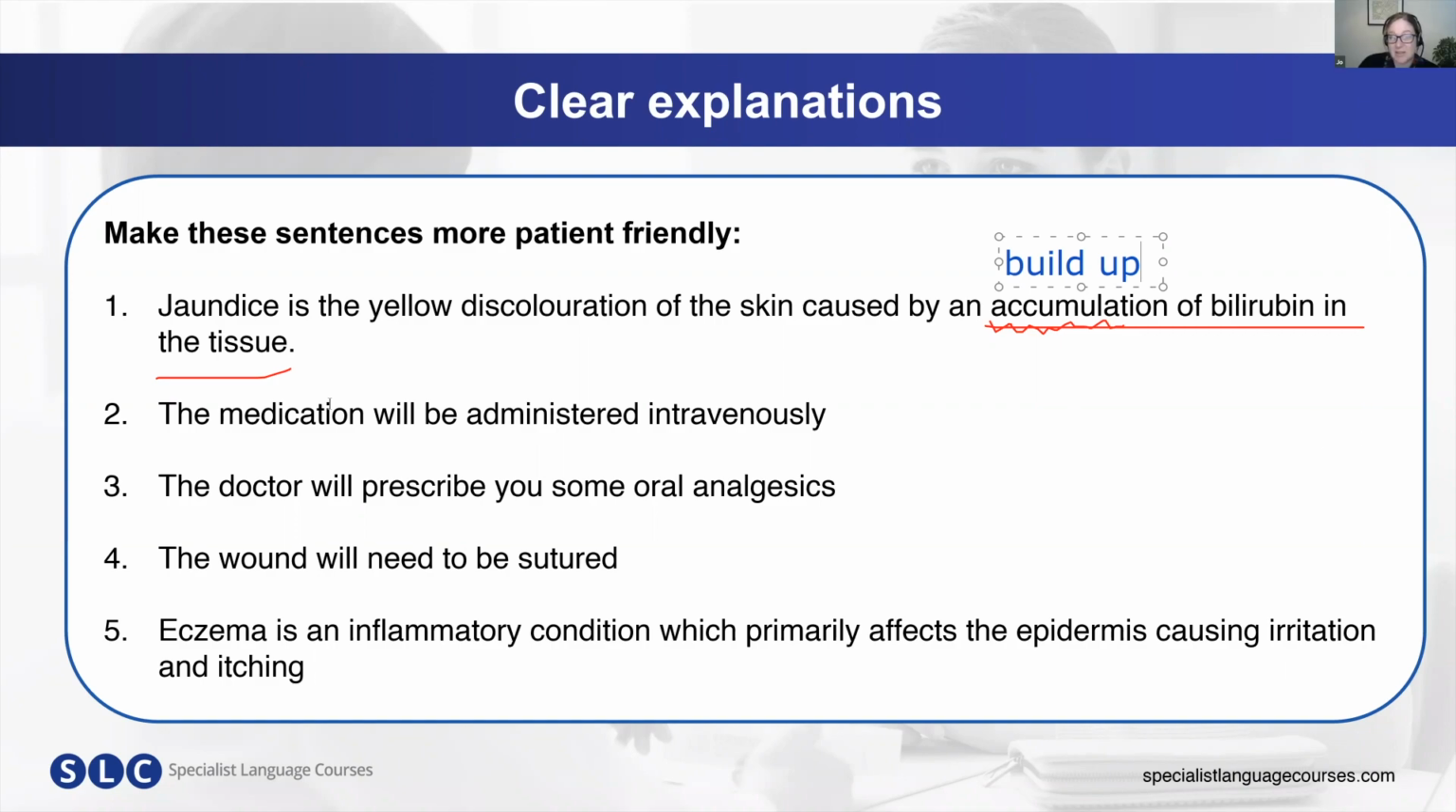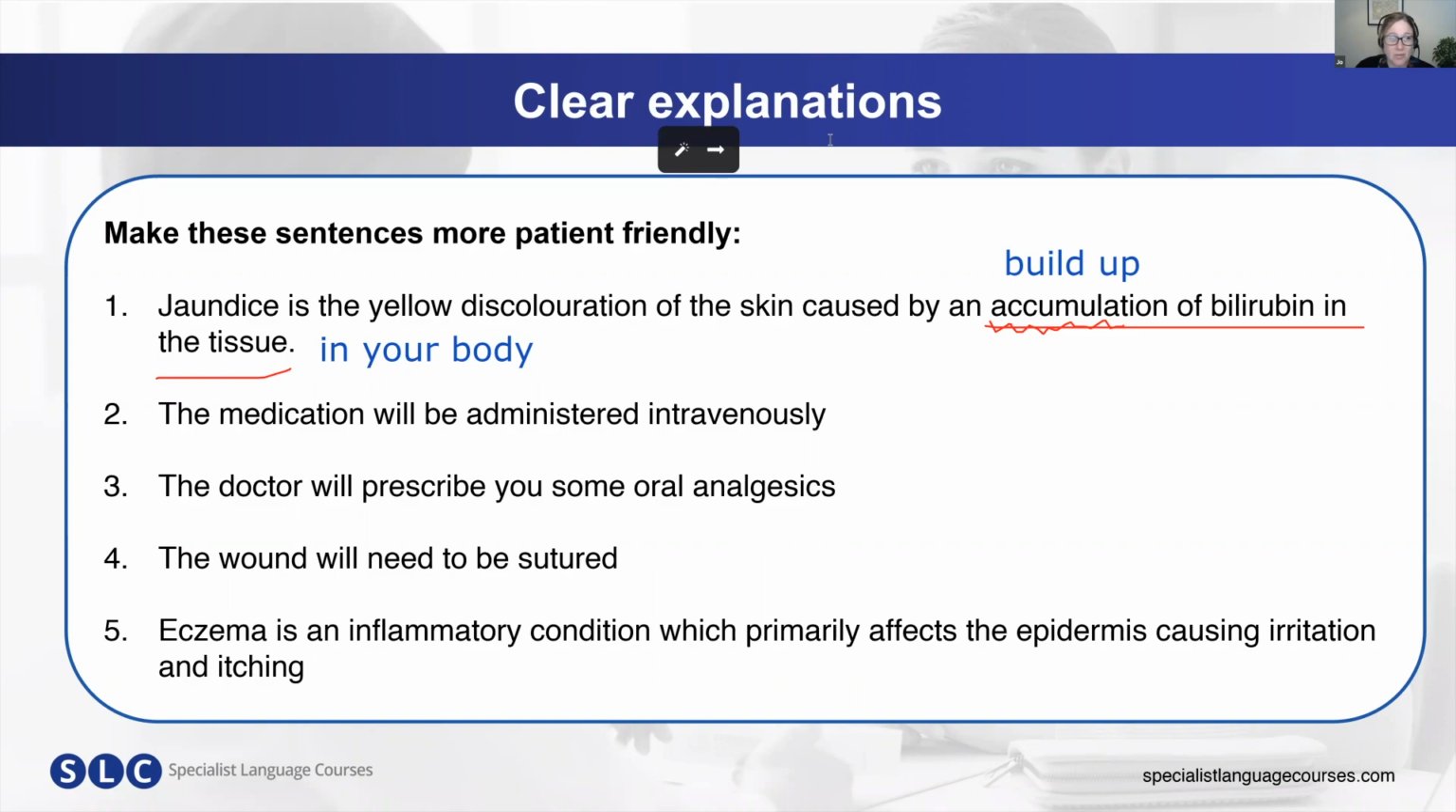What might you say instead of in the tissue? We can use in the body system or... Absolutely. Perhaps in your body or something like that. So you'd explain jaundice in a simple way. You know, jaundice is when your skin goes a little bit yellow because you have a buildup of a substance called bilirubin in your body.